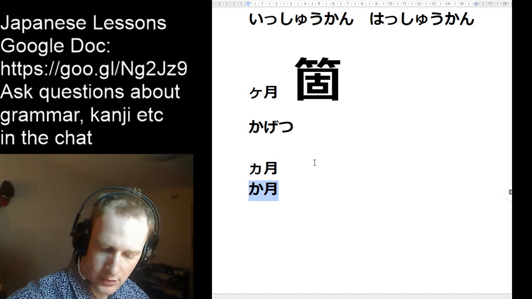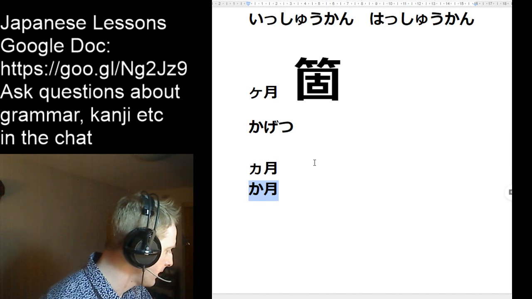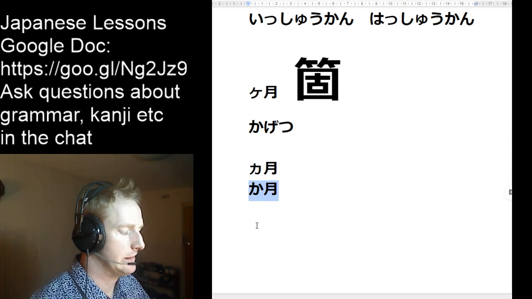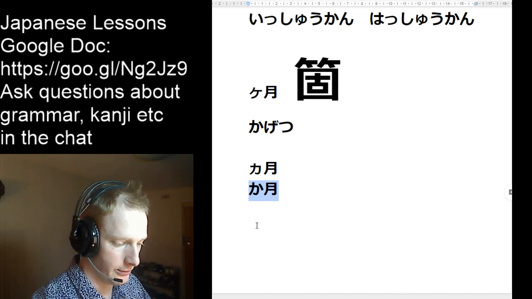Oh, I lost the camera. All of these are being used. So it's kind of much of a muchness really, which one you want to go with.